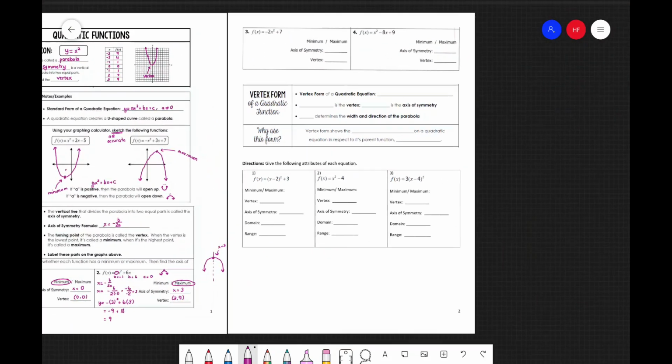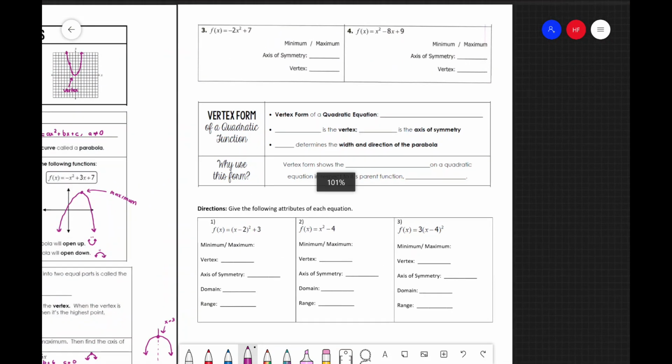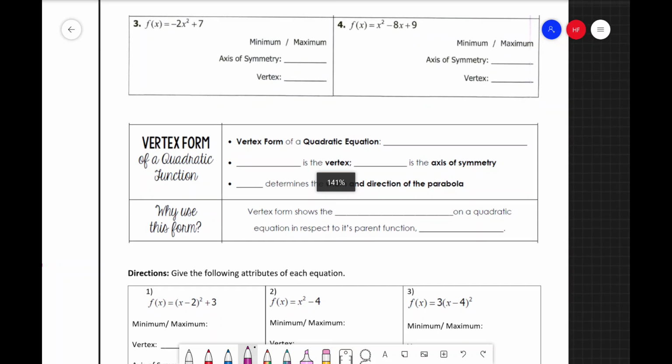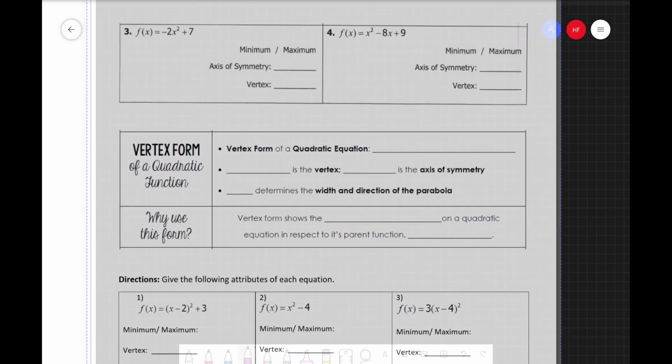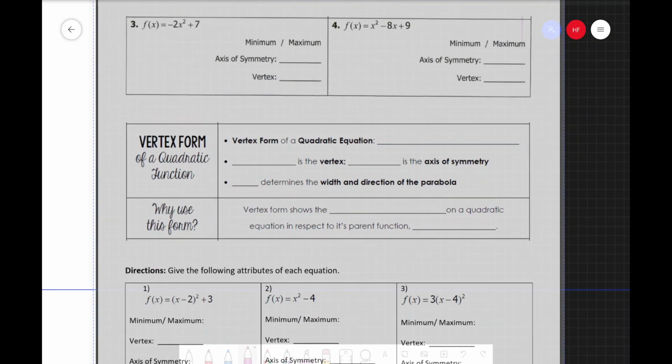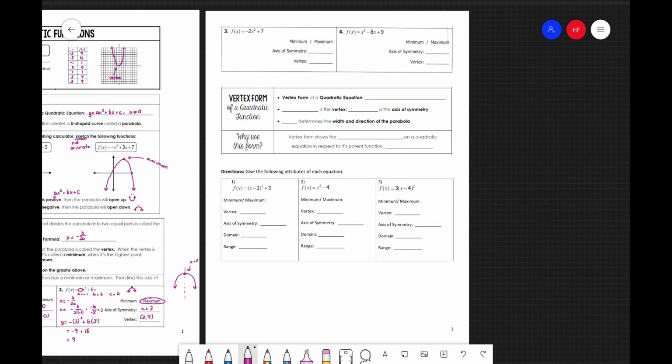So now on the next page here, we've got 2 more examples. The bell might ring here in a couple of seconds, so just bear with me if the bell starts to ring.